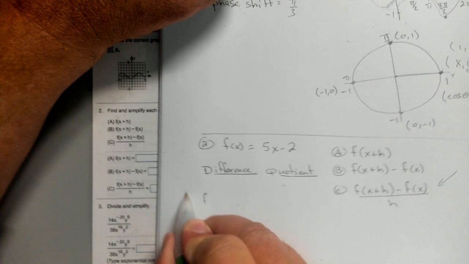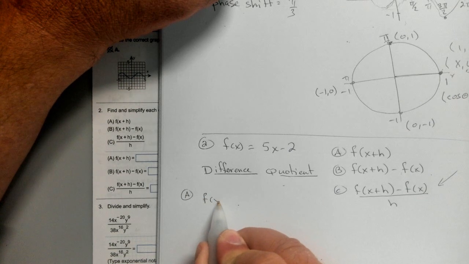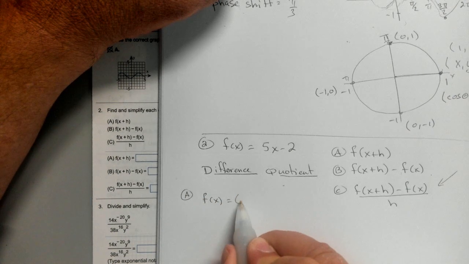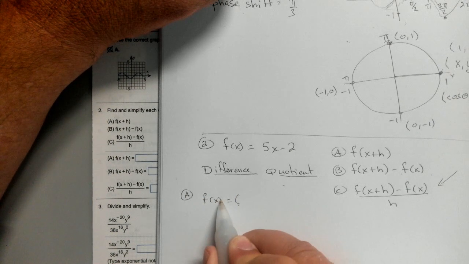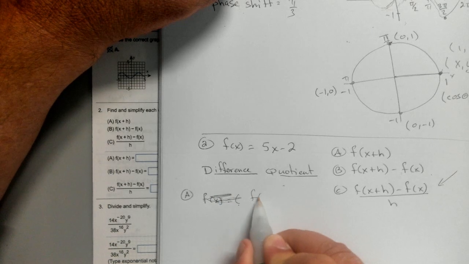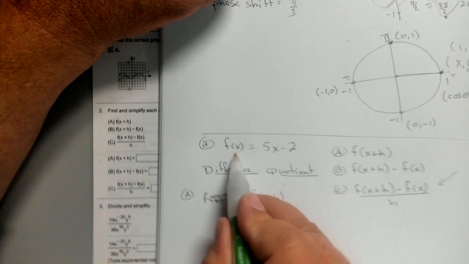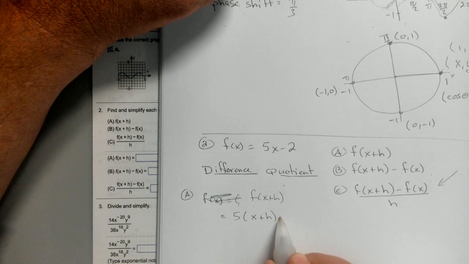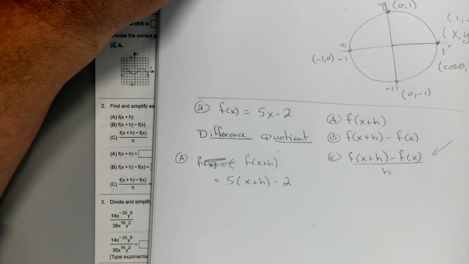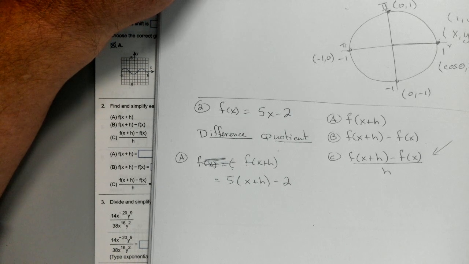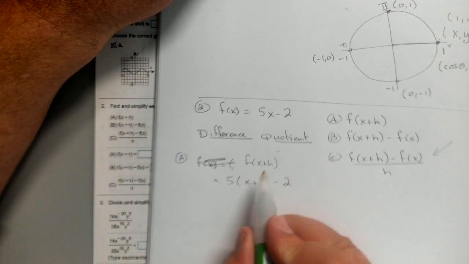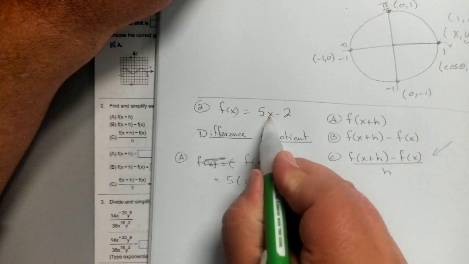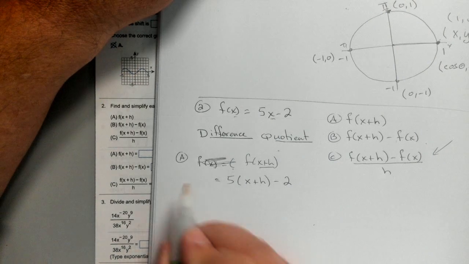So the first part, we have to find f of x plus h. So we go to our function. Anywhere we see an x, we put an x plus h. That's what it tells us.